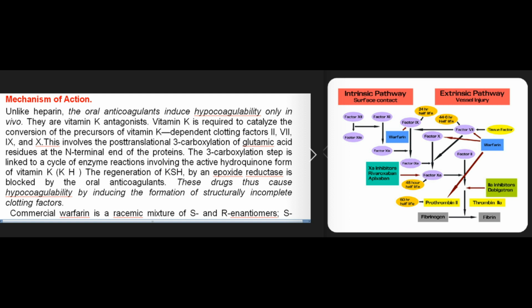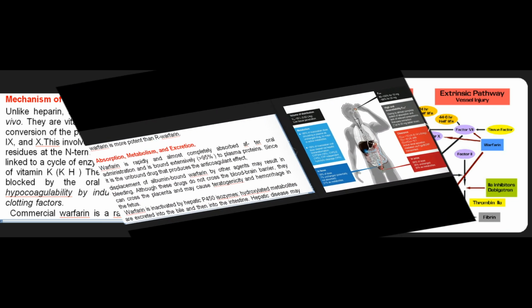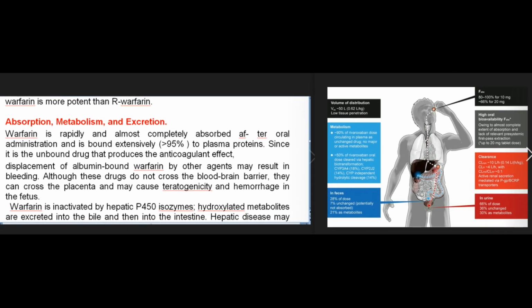The gamma-carboxylation step is linked to a cycle of enzyme reactions involving the active hydroquinone form of vitamin K, KH2. The regeneration of KH2 by an epoxide reductase is blocked by the oral anticoagulants. These drugs thus cause hypocoagulability by inducing the formation of structurally incomplete clotting factors. Commercial warfarin is a racemic mixture of S and R enantiomers. S-warfarin is more potent than R-warfarin.